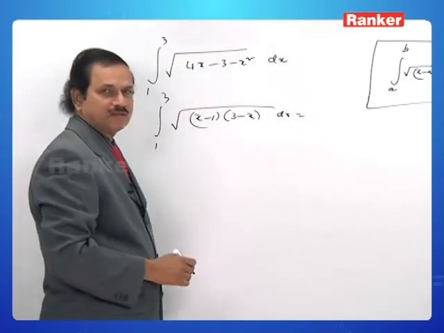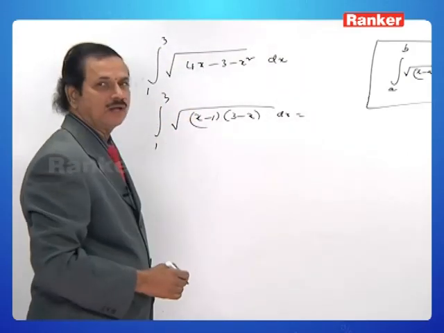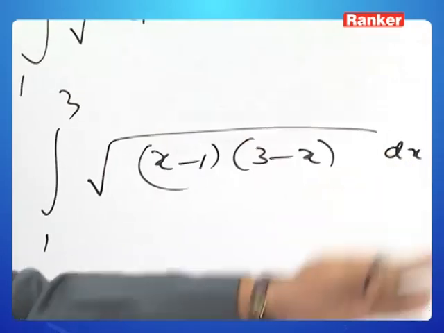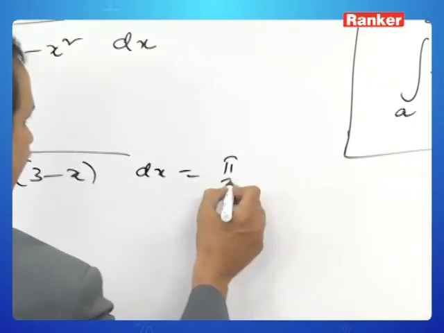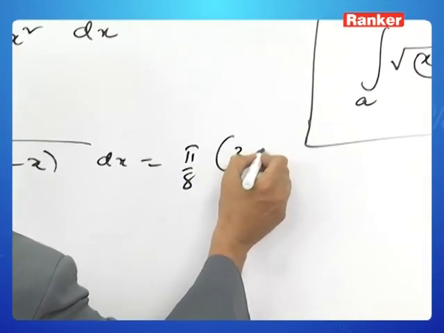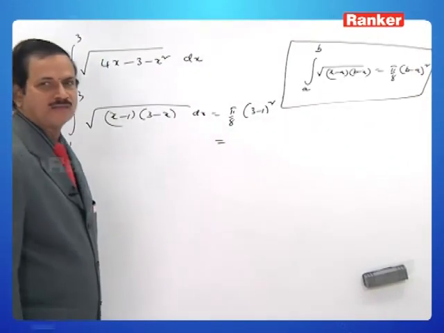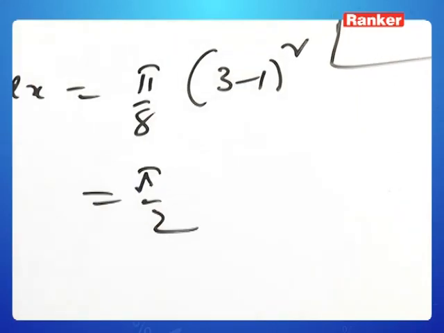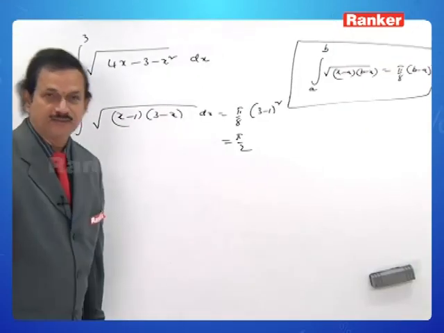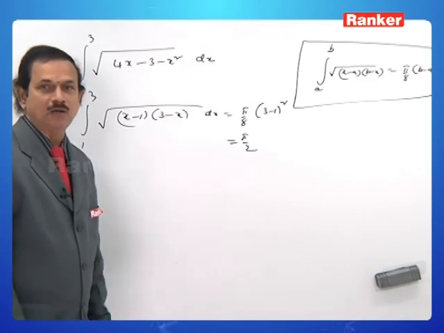What do you have in the place of a? 1, and in the place of b we have 3. So the answer is readily available in the box on the board. What is that? Pi by 8 into b minus a whole square. 3 minus 1 is 2, 2 square is 4, 4 by 8 is pi by 2, which is the right answer. So that is the utility of this formula.